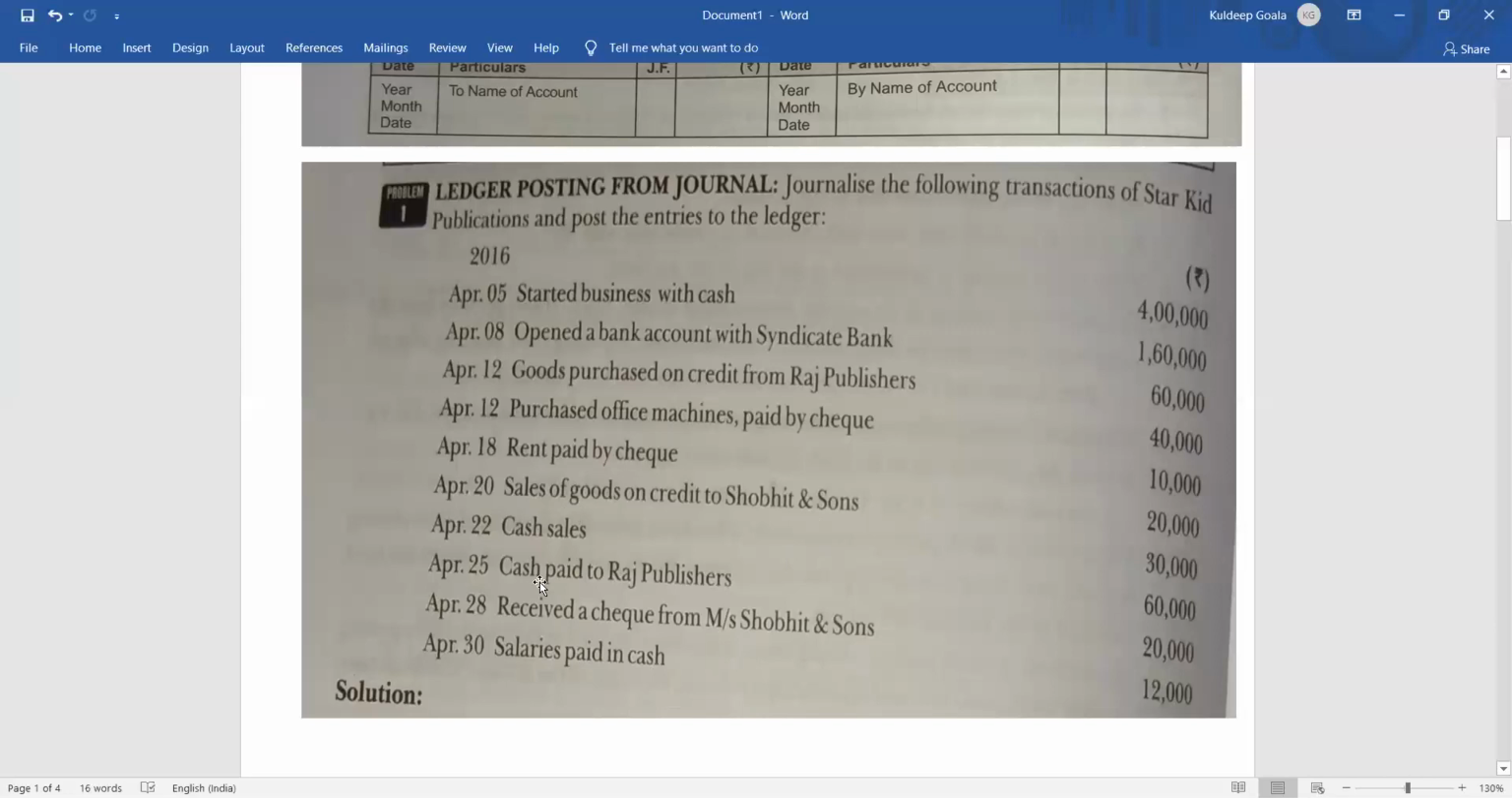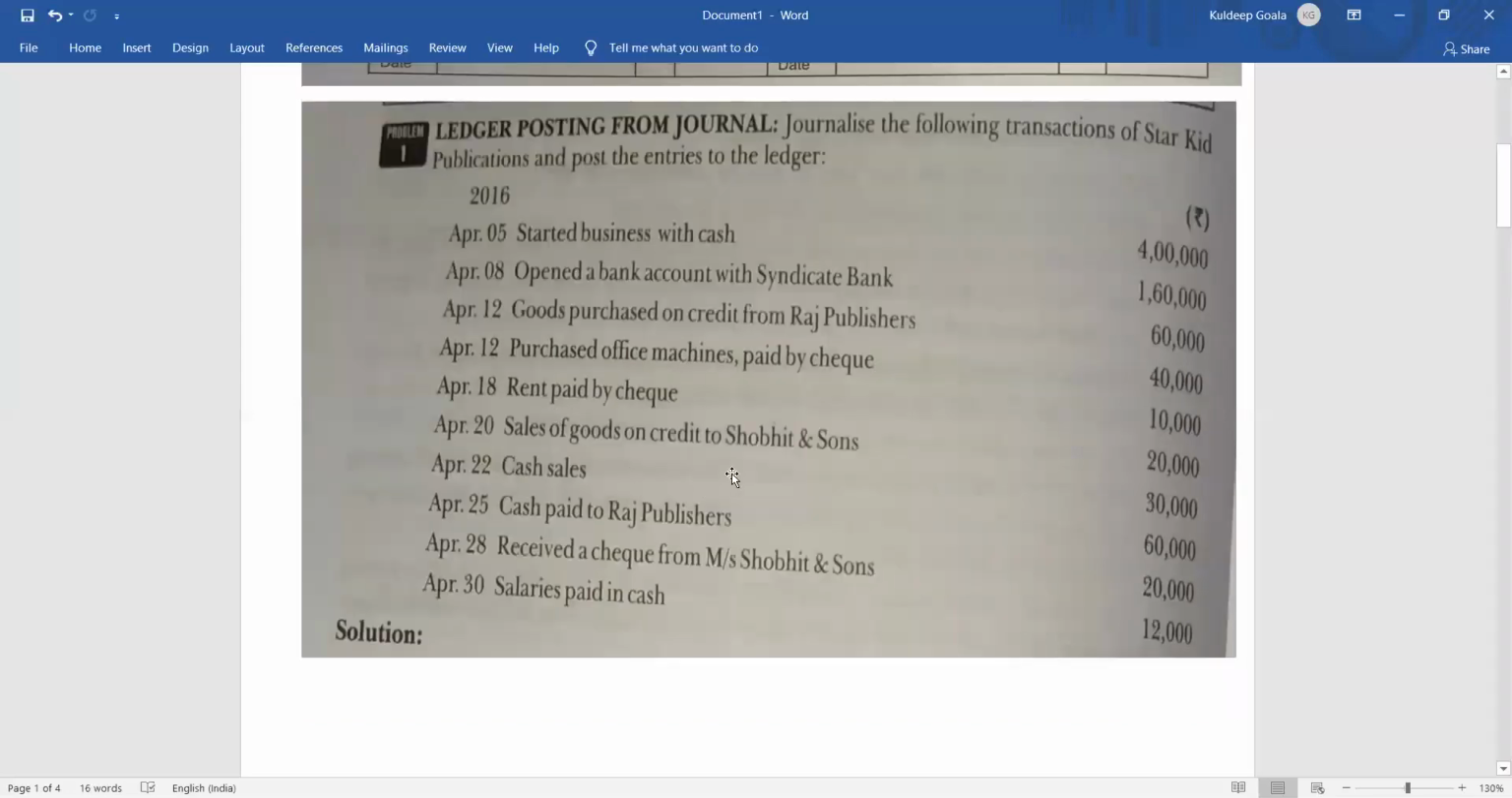So what you have to do, only one format you will prepare for all the journal entries. For journal, no need to worry. One journal format and all the entries will come here. But for ledger, you have to prepare individual accounts. So how many accounts did we get? Total 10 accounts are there. Okay, so first of all, you will prepare all the 10 accounts.